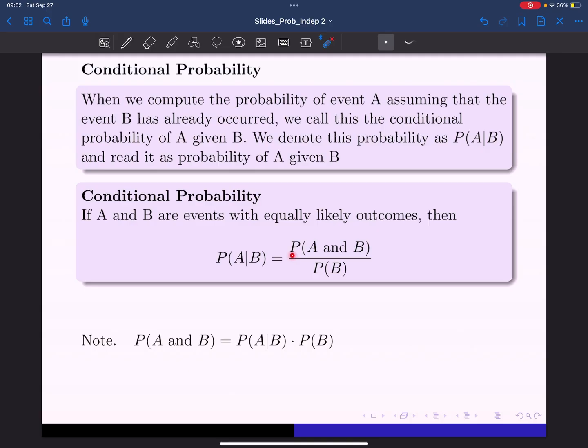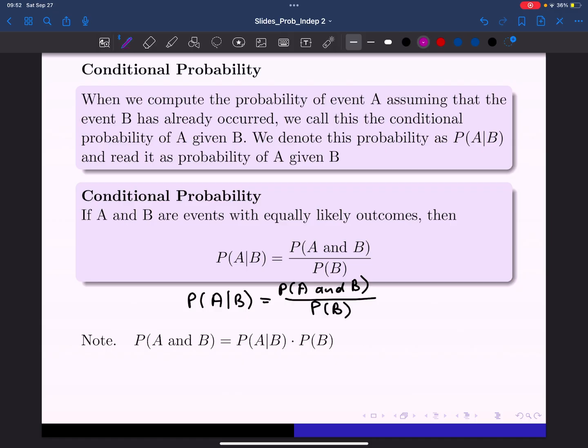is equal to the probability of A and B divided by the probability of B. So we think of A and B divided by what is on the bottom. From this formula, we can also get the other formula. I'm going to rewrite: the probability of A given B is the probability of A and B divided by the probability of B.